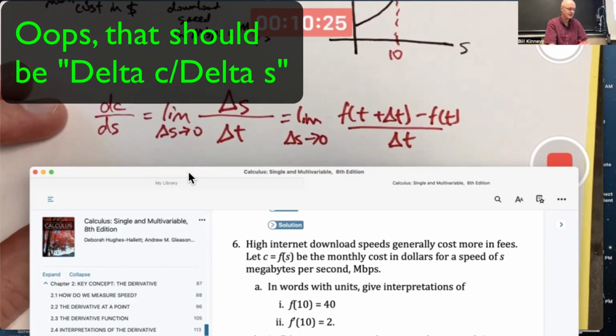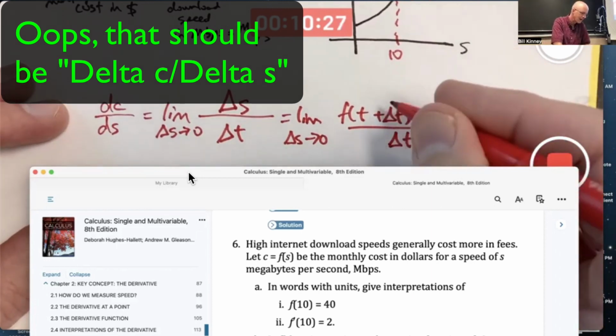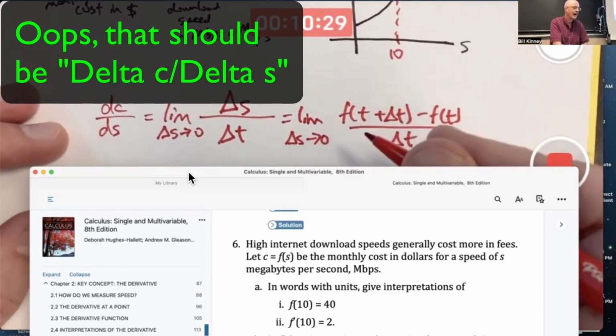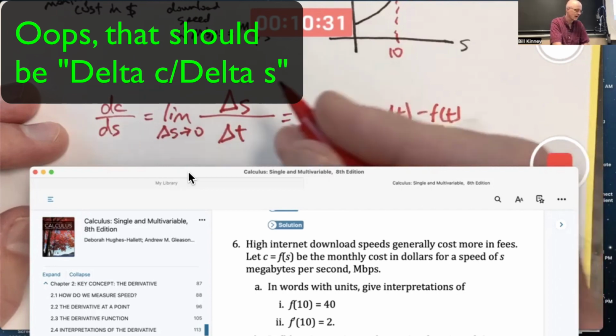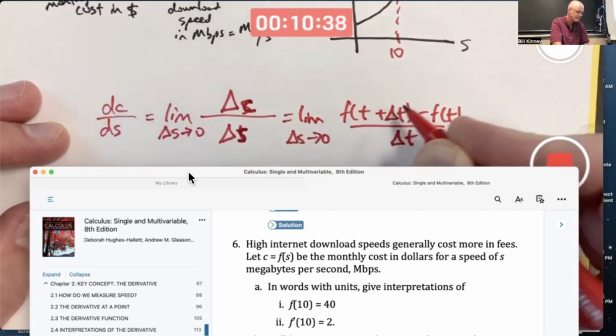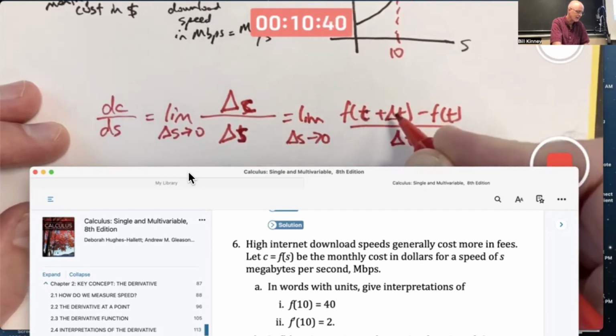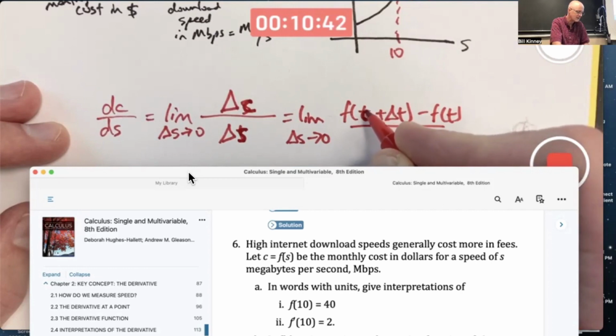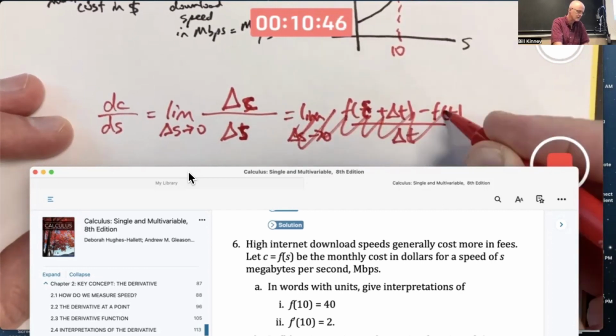Where I'm using a delta s. I meant, I got confused, sorry. I got confused by my variable names. This is a c and this is an s. For some reason, I went back to thinking about the application as being some function of time. Scratch that out.